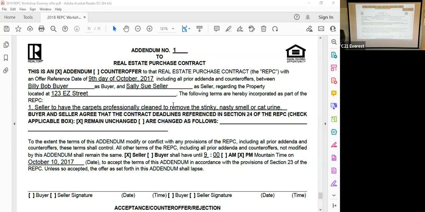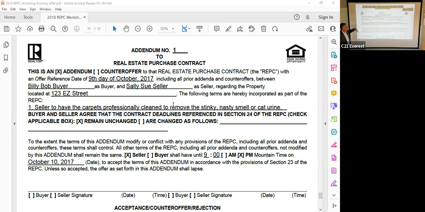So it's like seller to have carpets professionally cleaned to remove the stinky, nasty smell of cat urine. First of all, I would get rid of all the adjectives in the sentence. So stinky and nasty. I don't even think you really need to refer to the smell. You could just have the carpets professionally cleaned, and then I would say to remove any trace of urine possibly left by pets. I probably wouldn't even go that far, but you could.